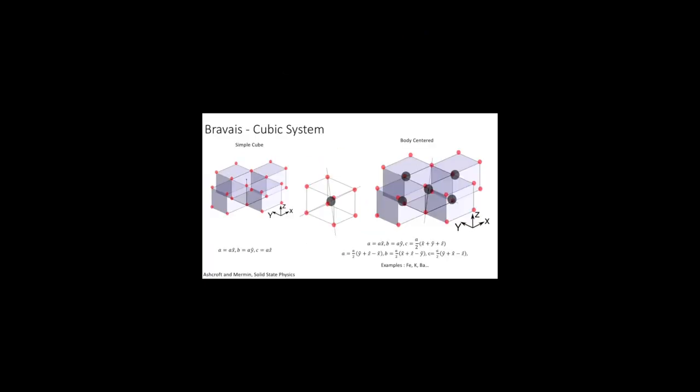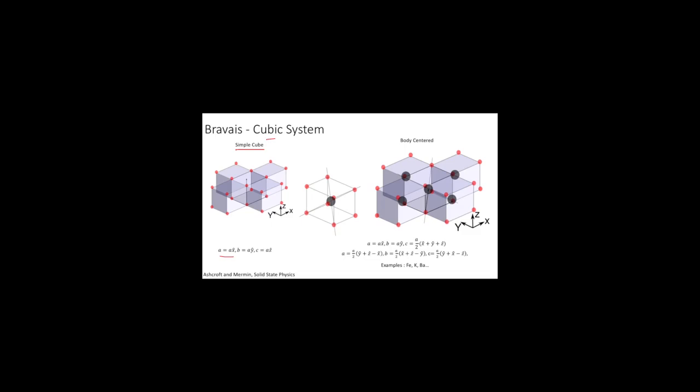Okay, so now let us study the Bravais cubic system. The first one is the simple cube. The condition that we previously saw is A equal to B equal to C. All of them have the dimension A, and x hat, y hat and z hat are the conventional Cartesian coordinates, all of them being perpendicular to each other.